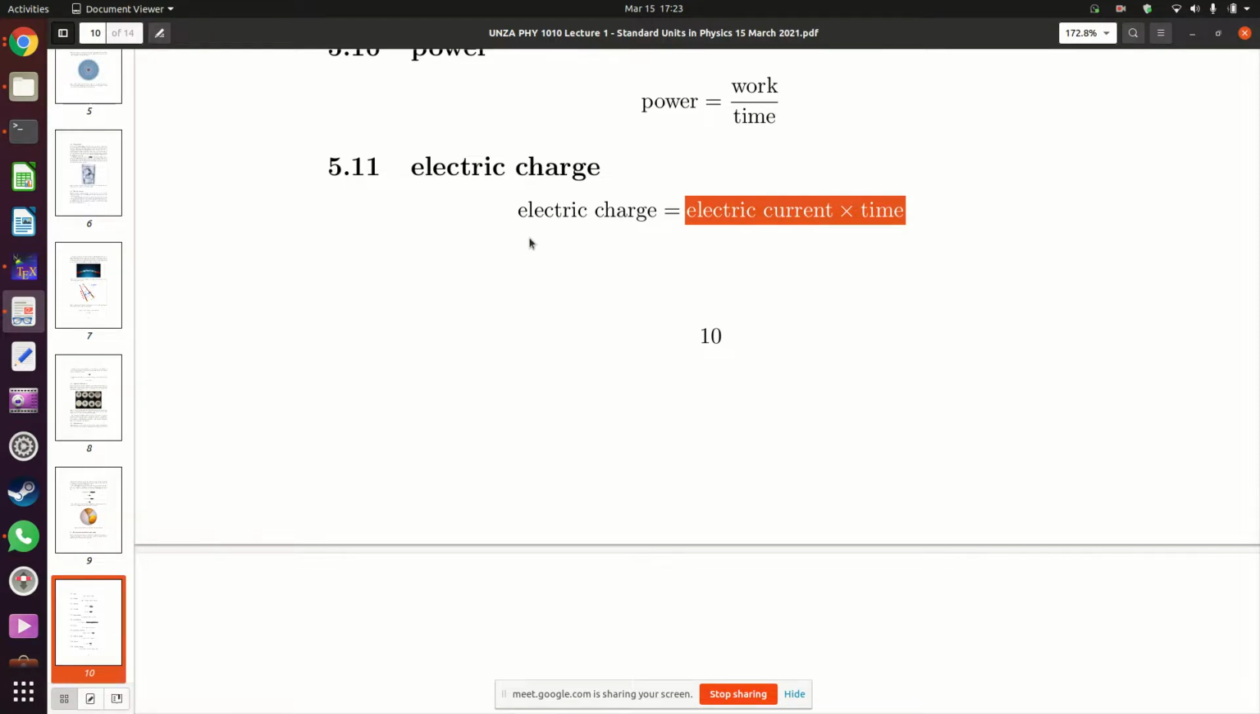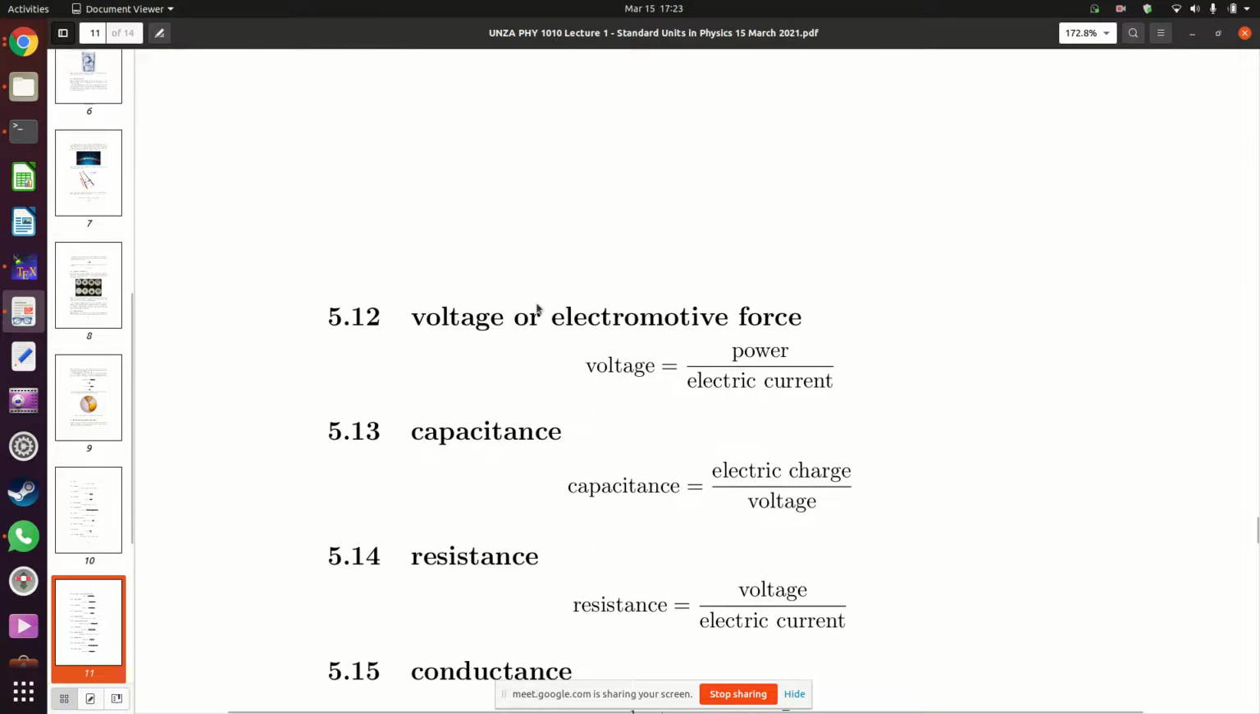So we have moved on to some electrical physical quantities. Then there is voltage and electromotive force. Voltage and electromotive force are basically related to energy, because remember, everything to do with electricity is the supply of energy. That's the whole point of this electrical stuff.